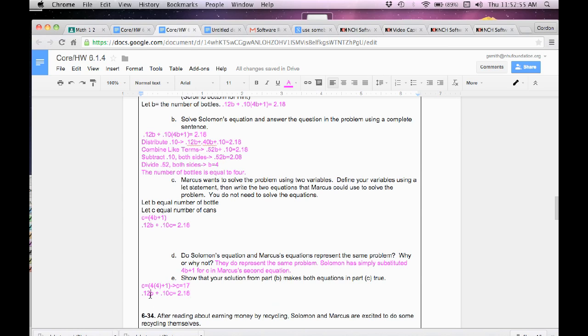Now that we've got that, I can sub in 4 for B and 17 for C and see if it works. So B was equal to 4, so I rewrite it as B is 4. C was equal to 17, so I rewrite it as C equals 17. And I test to see if it works. 0.12 times 4 is 0.48 plus 0.10 times 17 is 1.70, is equal to 2.18, and this is true. It's true for both variables. So Marcus's way works, Solomon's way works, they're both successful.